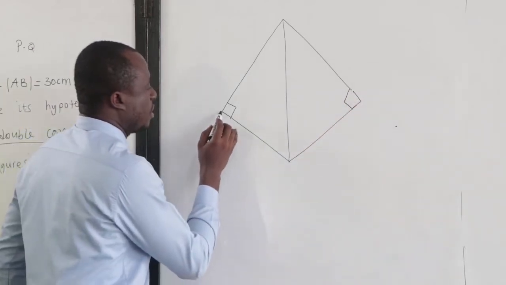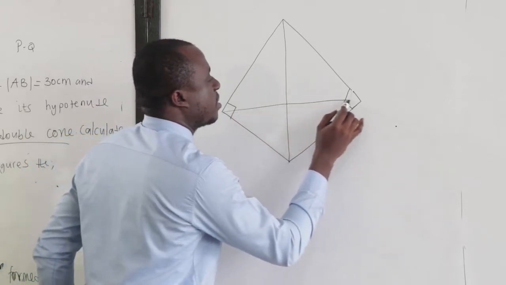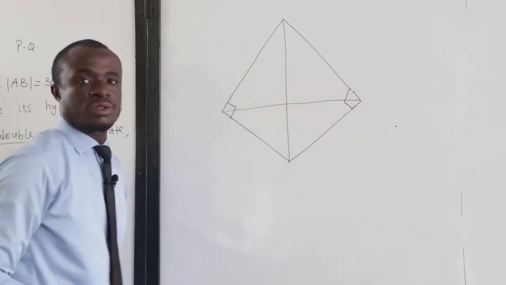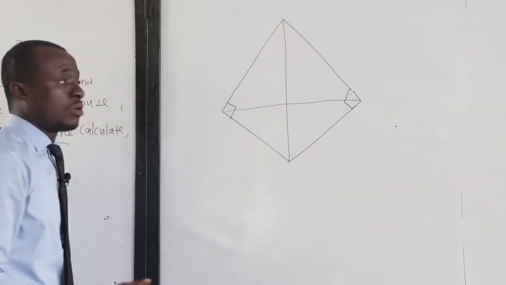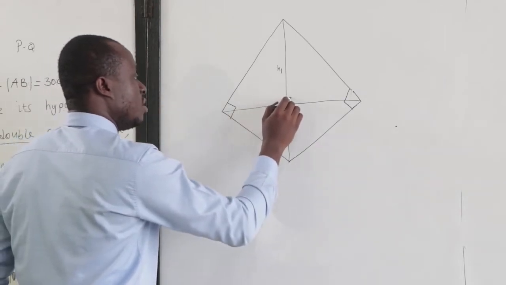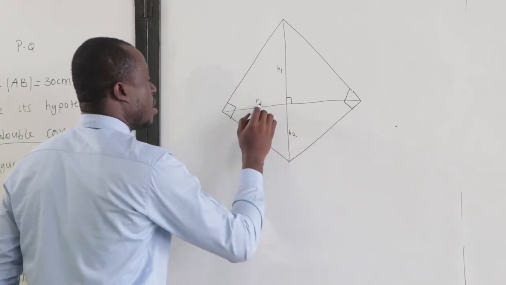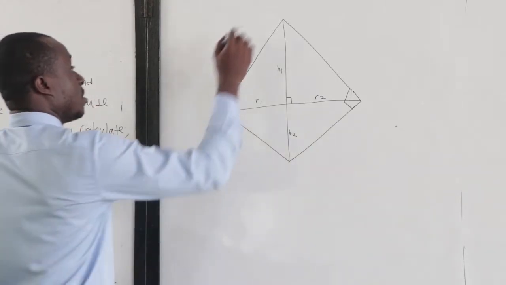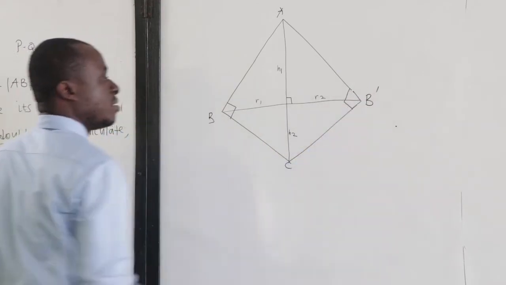Now, let's come out with a line from this side to the other right angle triangle. So clearly, this is one cone, and this is another cone. Let's suppose that this one is our H1, and this will also meet at a right angle. And this, let's consider as our H2. Now this is our R1, this is our R2. Now let's label it: A, B, C, and then this B prime.